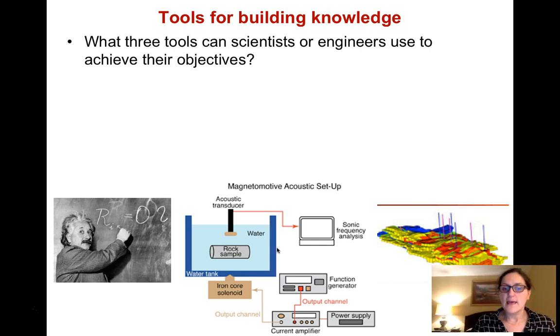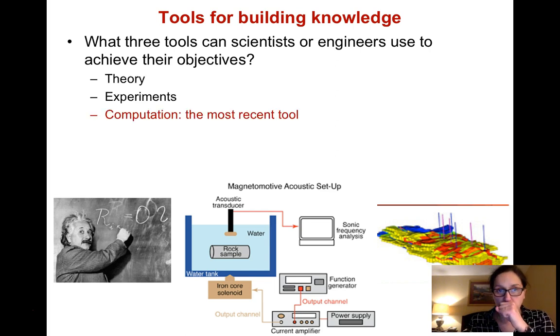And then, as of recently, and computers allowed that, we have computation as well. It's sort of a lab on its own, it's just virtual. In that sense, computation is the most recent tool, but it's becoming a very powerful one.